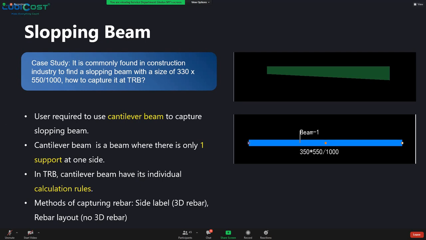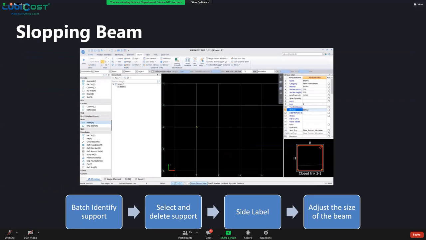So how can you capture this beam? This is the basic step. Batch identify support, then select and delete one side of the support to form a cantilever beam. So this is how you capture a cantilever beam. Because as you can see here, there are only beams and rim beams. So you need to apply support, then delete one side of the support to make the beam become a cantilever beam. And then the size is adjusted not through the attribute editor, but in your site label. And once you're done, you're able to get the 3D model. So let us see through the video. Firstly, I draw a normal frame beam.